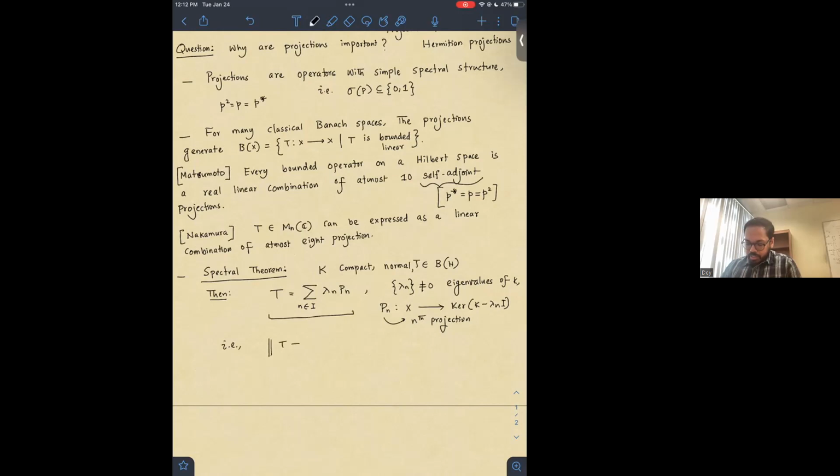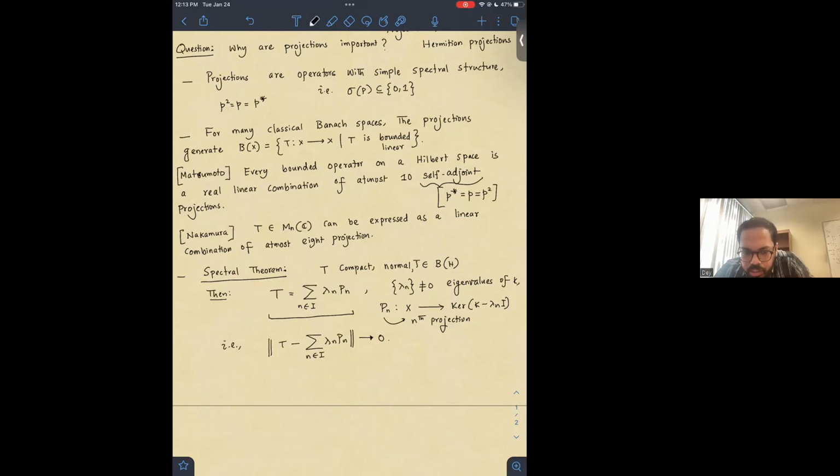So this T minus the sum over n, lambda n Pn, actually goes to 0 in operator norm. That's what this equality actually means. I would say this is not K, this should be T. Okay, so you see, once again, if you have to study compact normal operators, self-adjoint operators on Hilbert spaces, they can be written as a weighted sum of projections. Are there any questions?